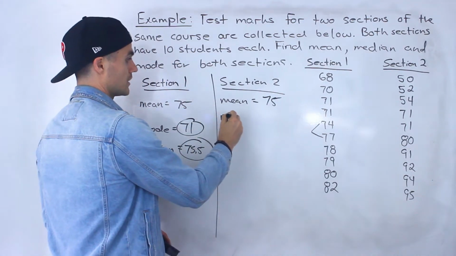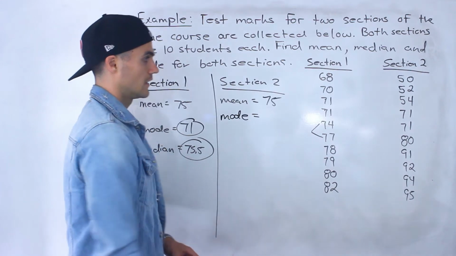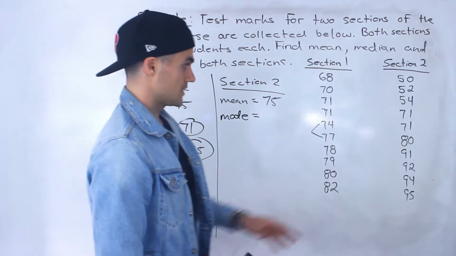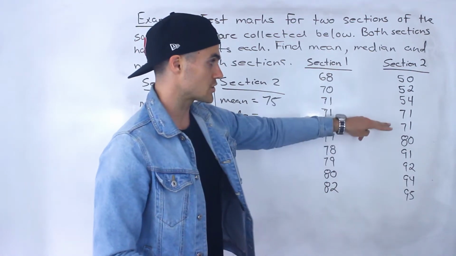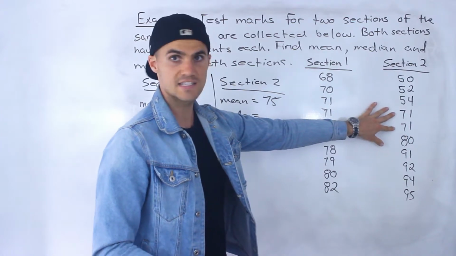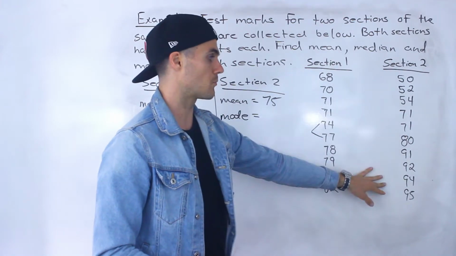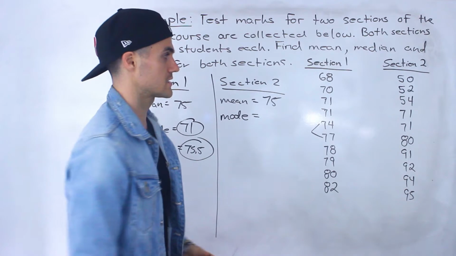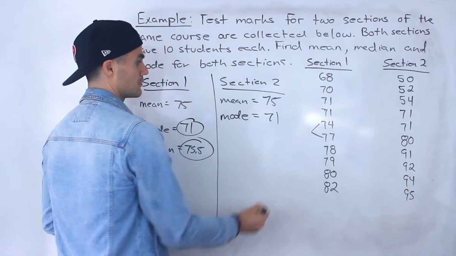What's the mode going to be? Notice that, again, the mark that shows up the most frequently is the 71. It shows up twice, and no other mark shows up more than once. And so 71 ends up being the mode.